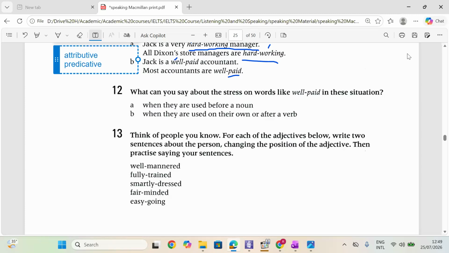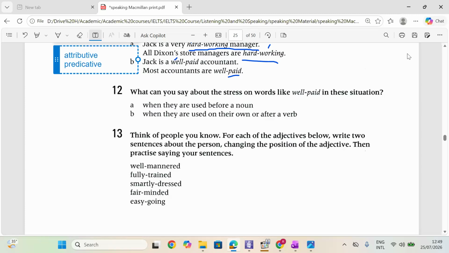We listen to you, Shahd, then we'll move on to Anisa, but let's listen to Shahd till the end. Okay, fully trained. They hired a fully trained nurse. Yes, fully trained nurse. The nurse is fully trained. Yes, smartly dressed. He is a smartly dressed manager. The manager is always smartly dressed. Good job. Okay, fair-minded. We need a fair-minded judge. Our judge is remarkably fair-minded. Yes, a fair-minded judge.